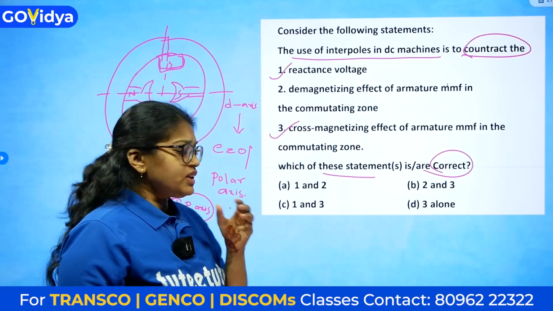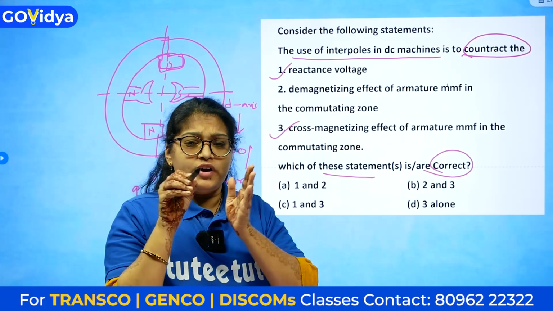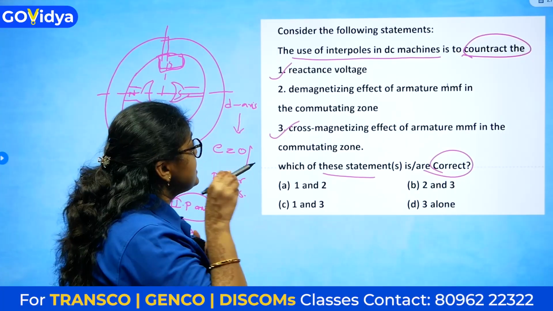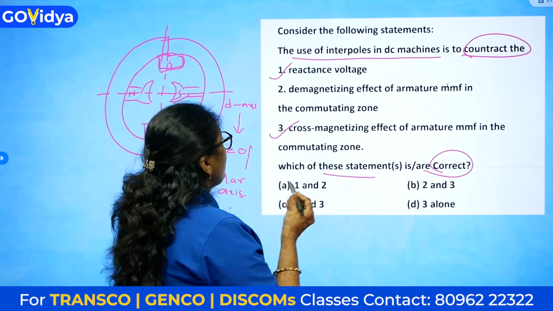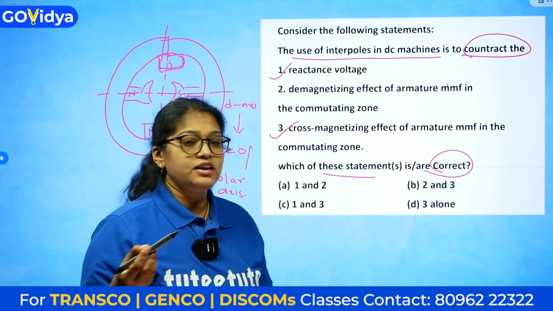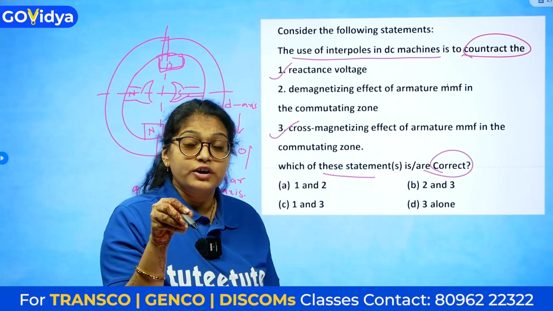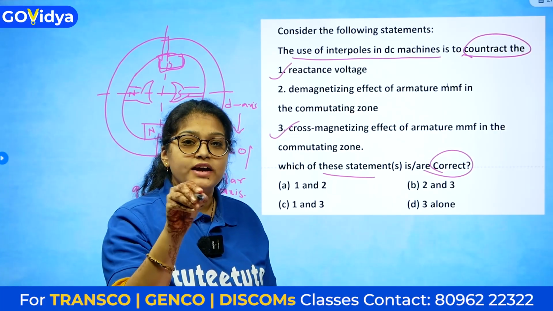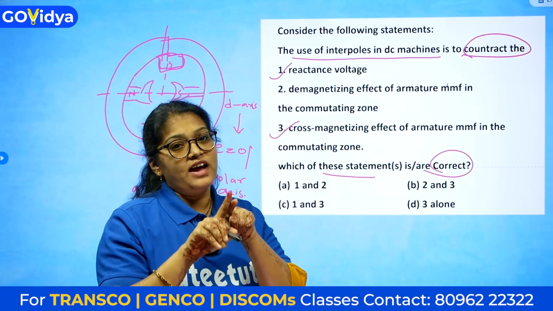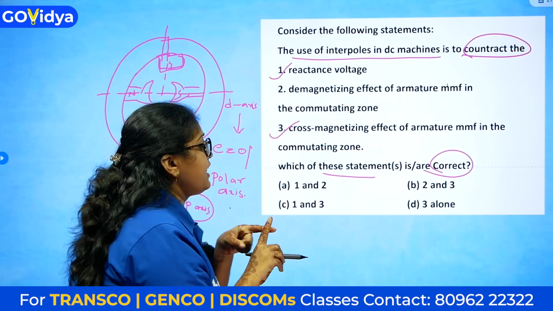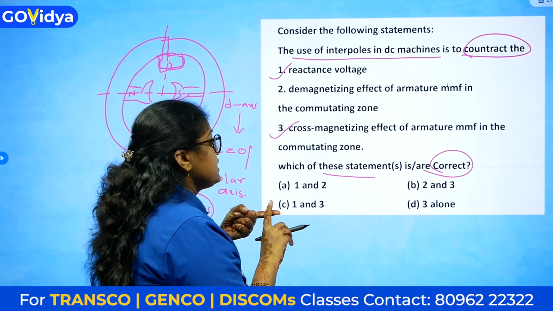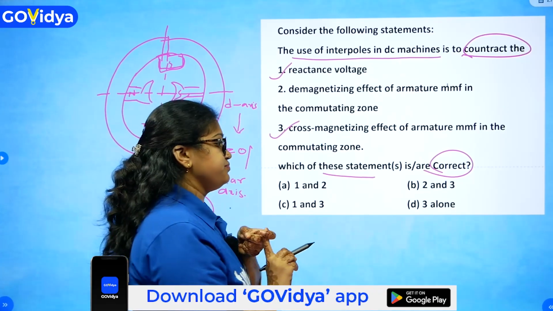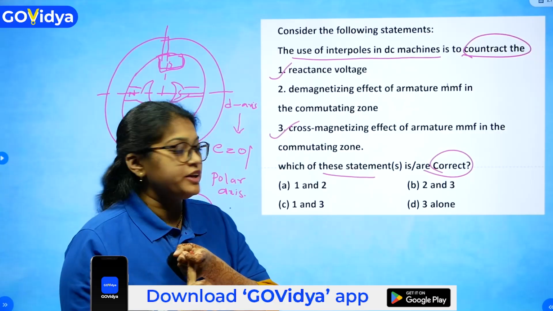How to neutralize the reactance voltage? Actually, interpoles also provide a voltage that cancels the reactance voltage, which is induced in the short circuited coil under commutation. The interpolar voltage will cancel both, and the reactance voltage will be cancelled, and it will become very smooth in nature, and there will be a smooth commutation.